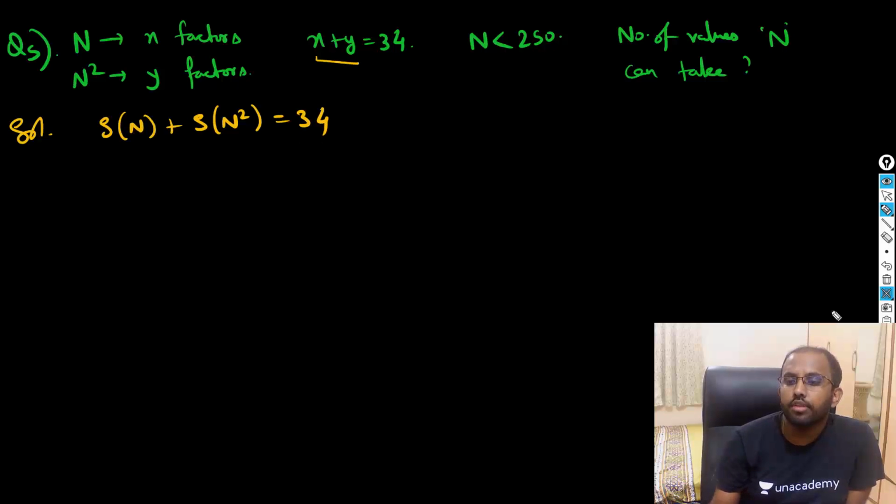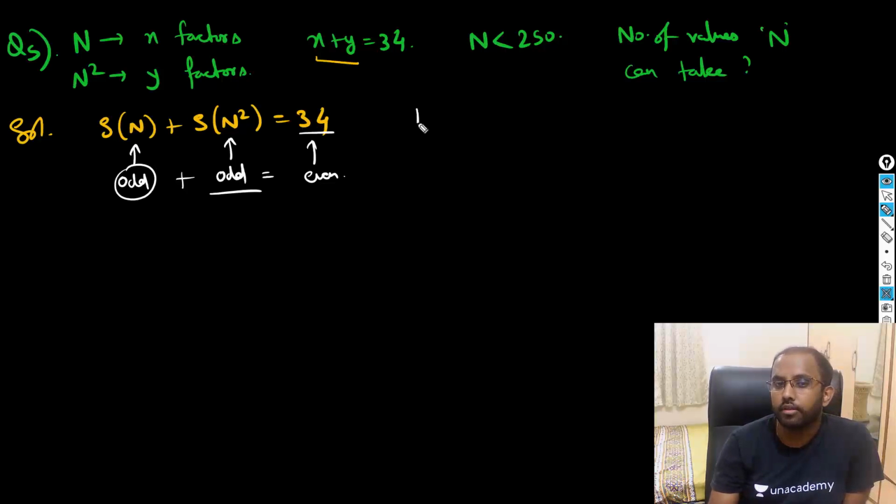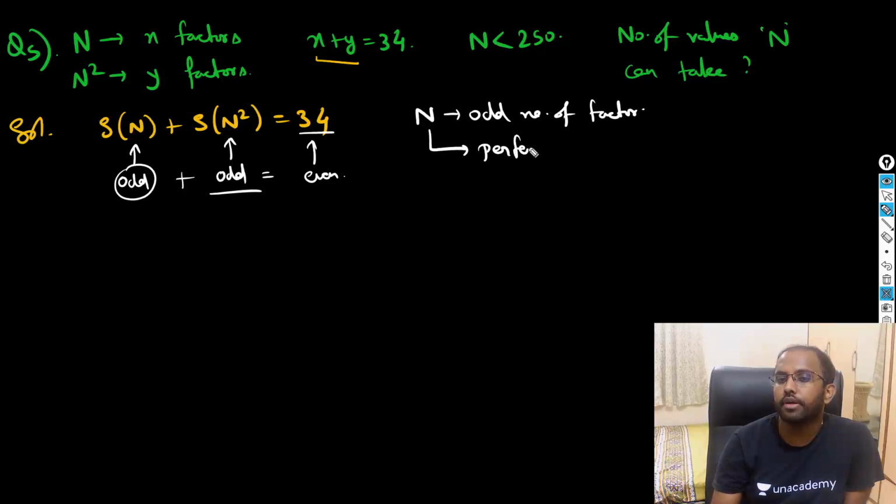Now I know that any perfect square always has an odd number of factors. And 34 is an even number. That means this also should be odd, such that odd plus odd will become even. That means n has got an odd number of factors. Okay, the very point: if n has got an odd number of factors, that means n is a perfect square.